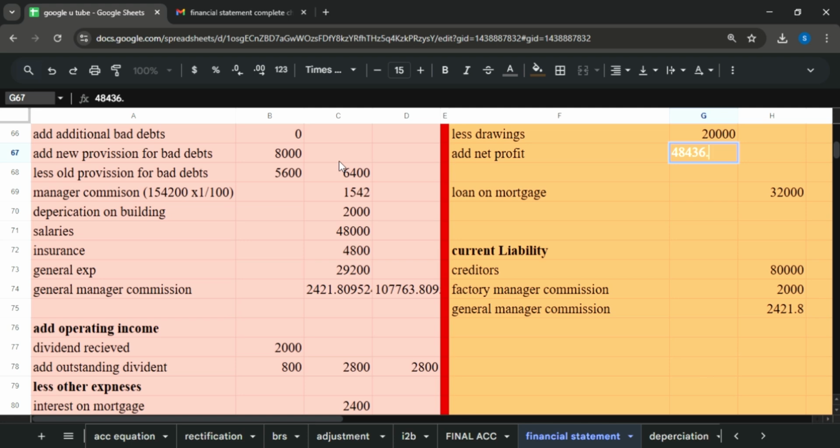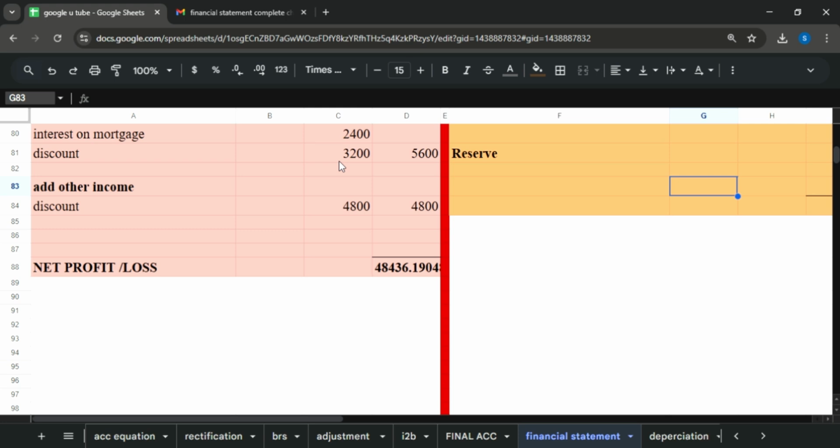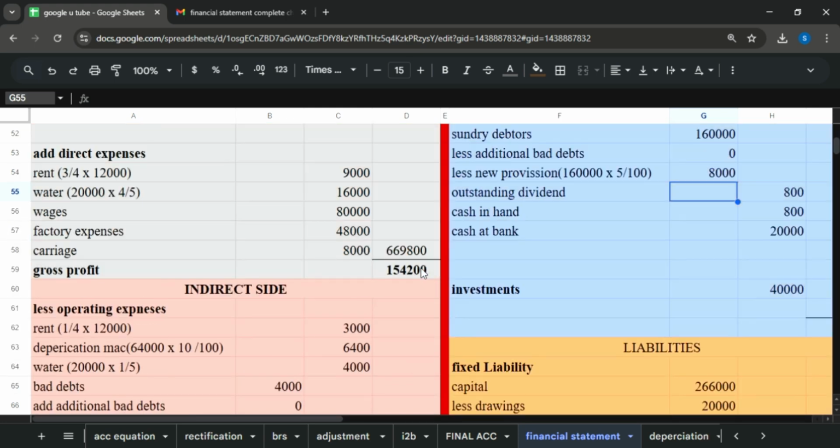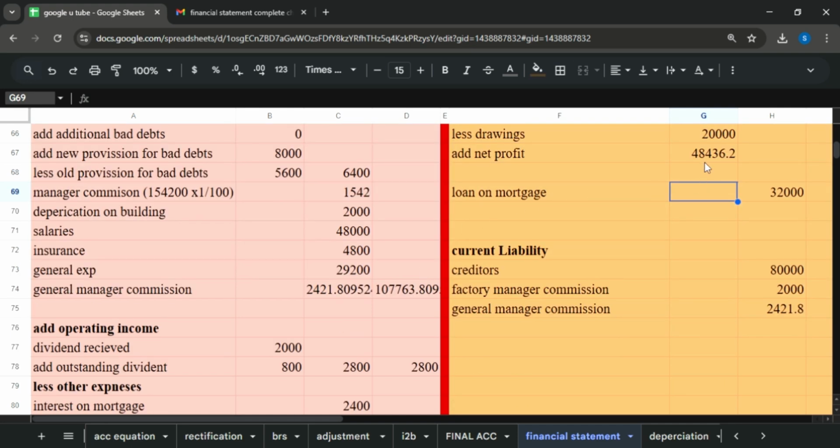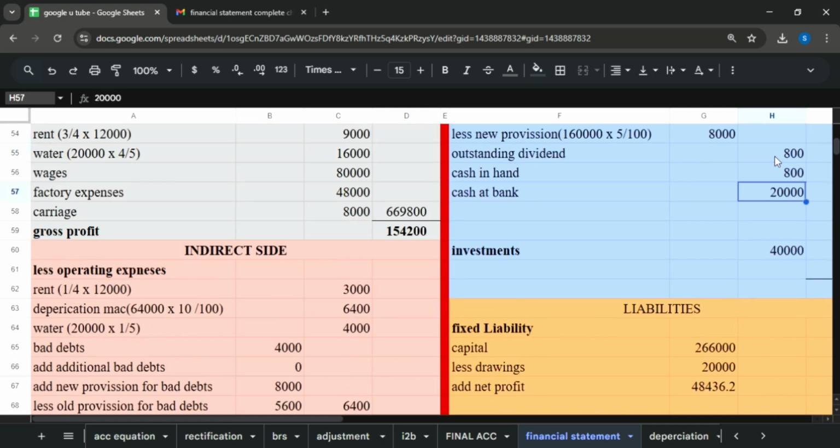48,436.2, round off. Look here, once again I'm telling you, this was 48,436.19. So what we have done is 48,436.2, just rounded it off. Okay, it's time to calculate our amount of capital.